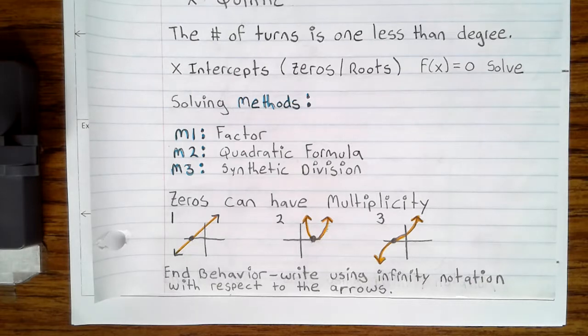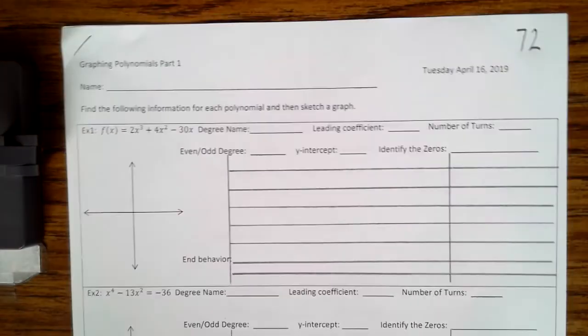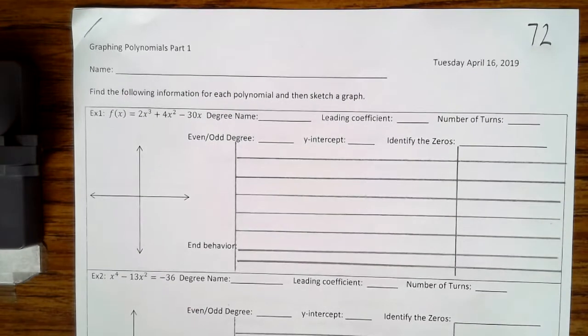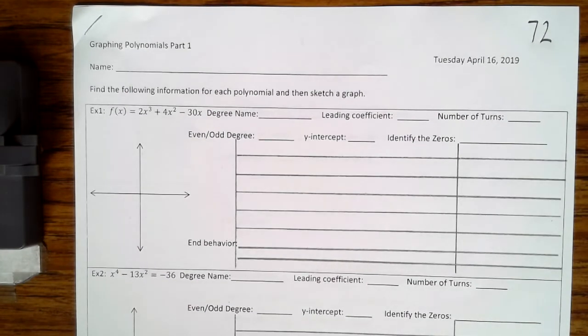Okay, so finish up your notes. Okay, now your notes are completed. Let's take a look at the examples. All right, graphing polynomials part 1 on page 72. Find the following information for each polynomial, then sketch a graph.